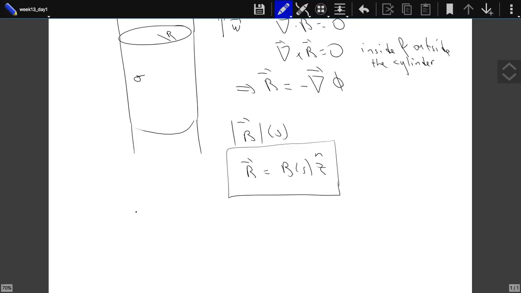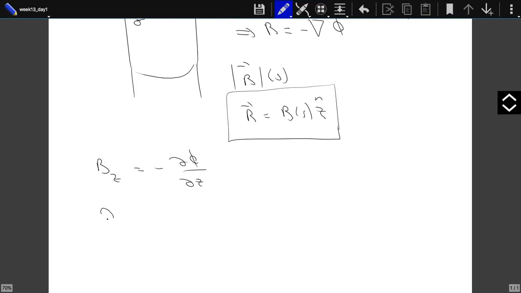So what can we say about the phi? Can we say anything about the phi? You see, B is independent of z, but that doesn't mean that phi is independent of z. So that was in the hints. Now, what does it mean? The z component of B is minus d phi by dz. So phi can depend on z, but its derivative should be independent of z. So that tells me that phi can at most depend linearly on z. That is the only option.